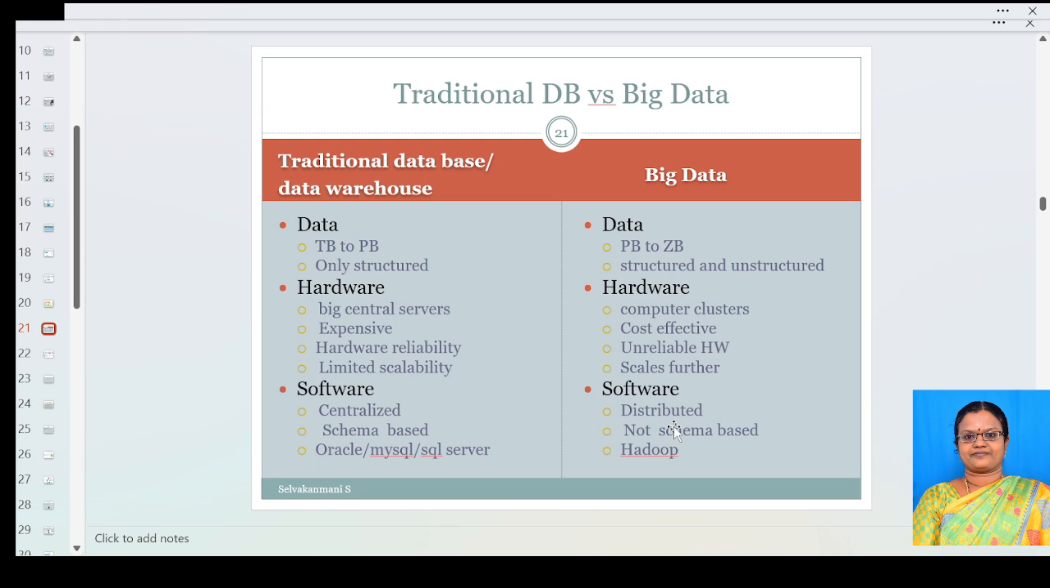If you look at the software, again it has to be a centralized one, schema based, and the most famous databases like Oracle, MySQL and SQL Server have to be used. Whereas here the software is distributed and not schema based, because it is going to handle both structured and unstructured data, so it cannot follow any particular schema. And the best software suitable for big data is Hadoop.